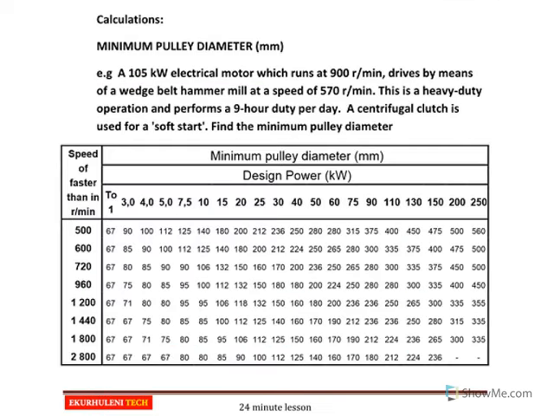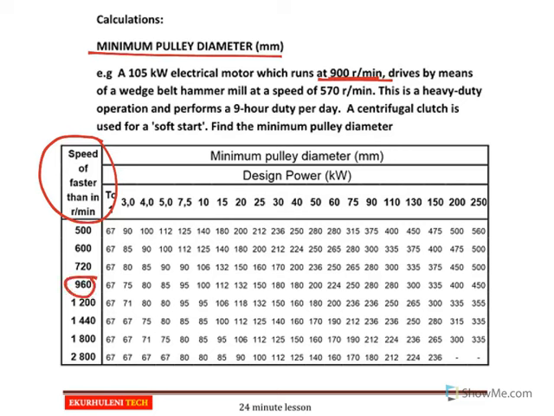If you move on, now we are looking at the minimum pulley diameter, which is measured in millimeters. Diameter is a distance. It says 105 kilowatt, same question again, continuing. 105 kilowatt electrical motor which runs at 900 rotation per minute. You can read again the whole question, but whenever you are looking at the minimum pulley diameter, look at what is important. It is the speed of the faster pulley. Speed of the faster pulley. In this case, it is 900. So we're going to look at the number that is nearer to 900.